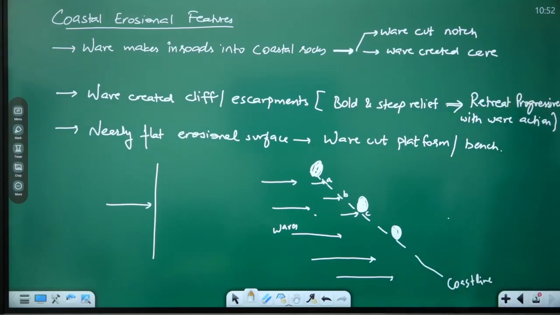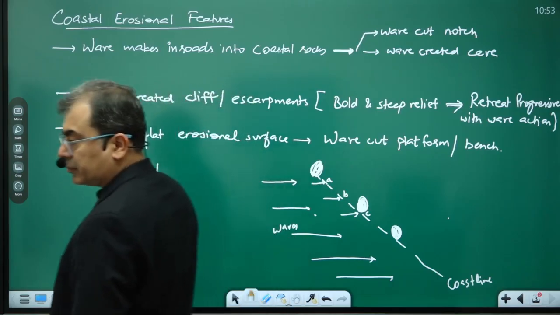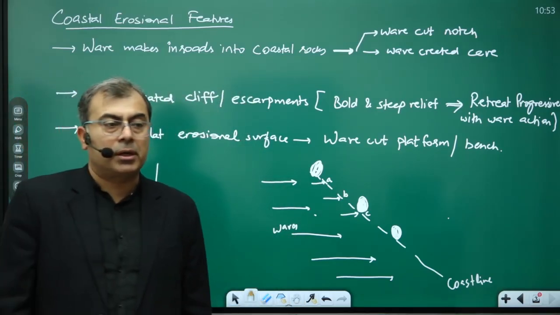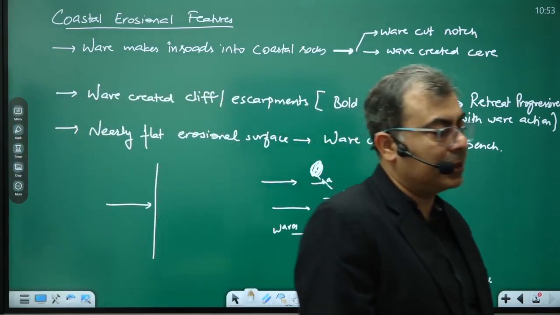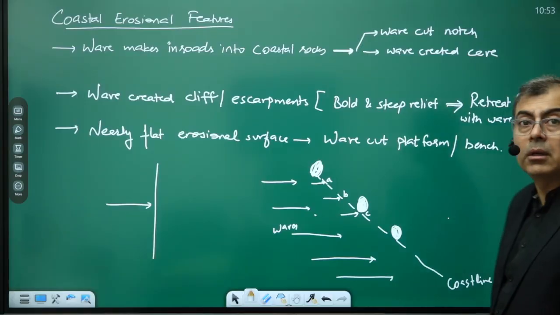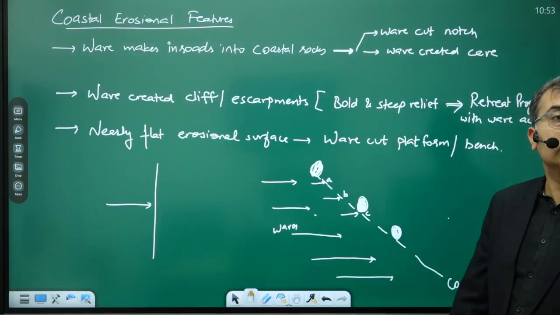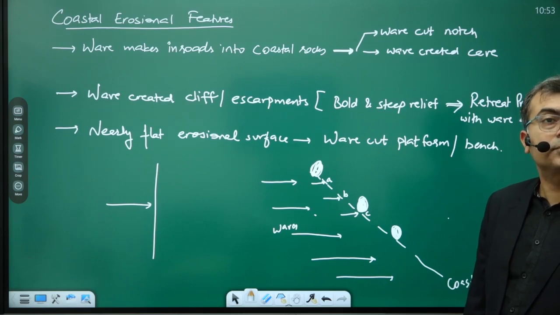Where is the chance of the wave eroding the coastline? Or do all of A, B, C have the same chance? A and B are easy to erode. C will resist. Get that?